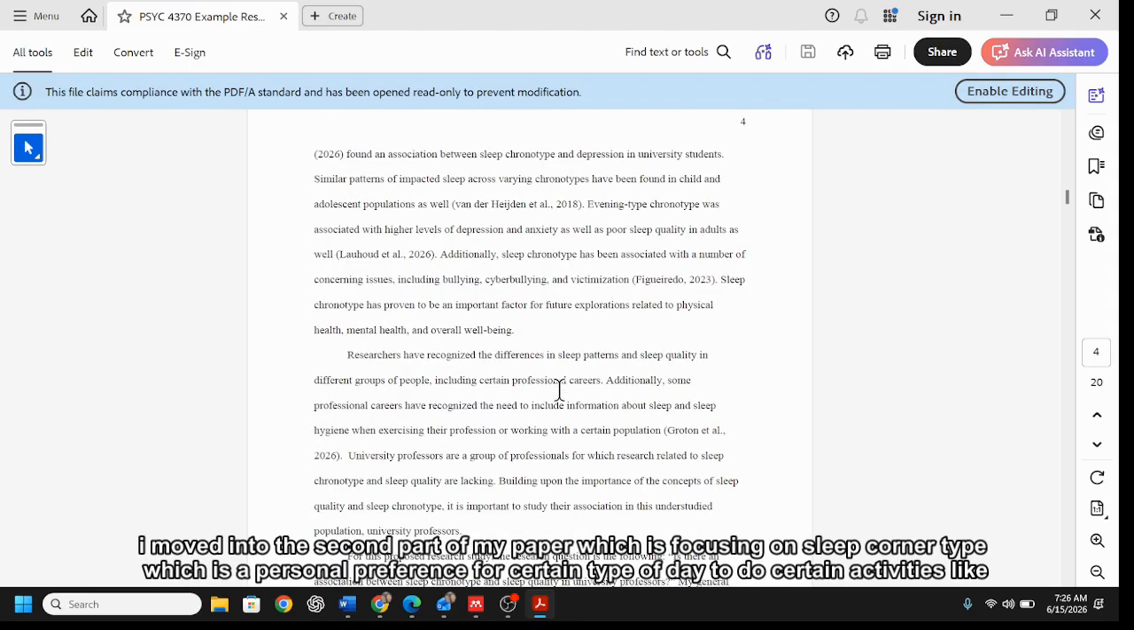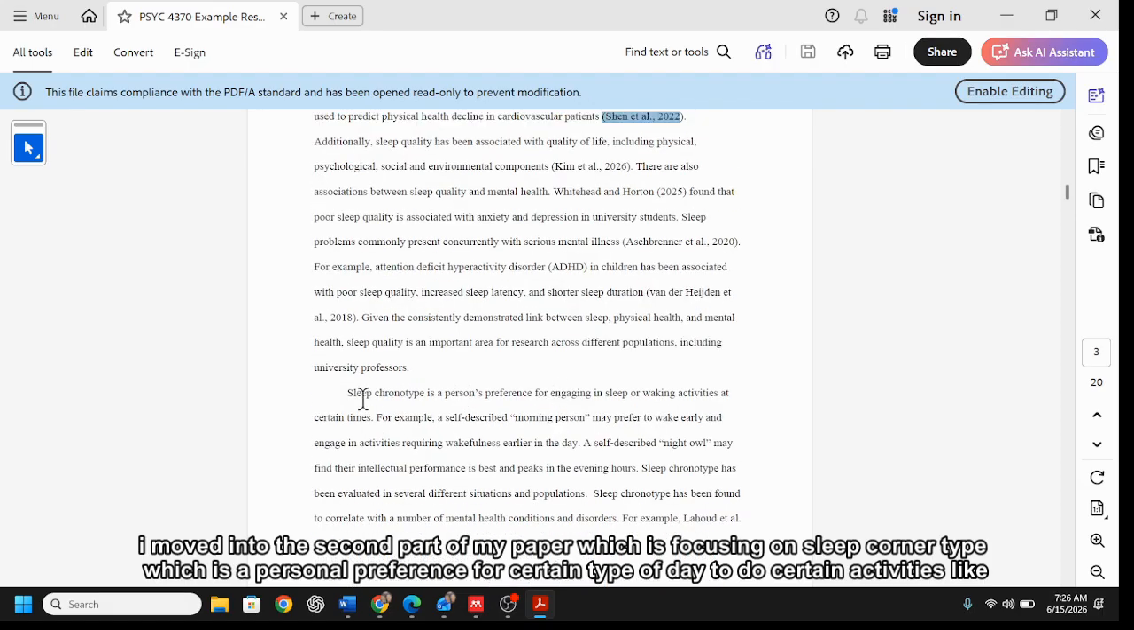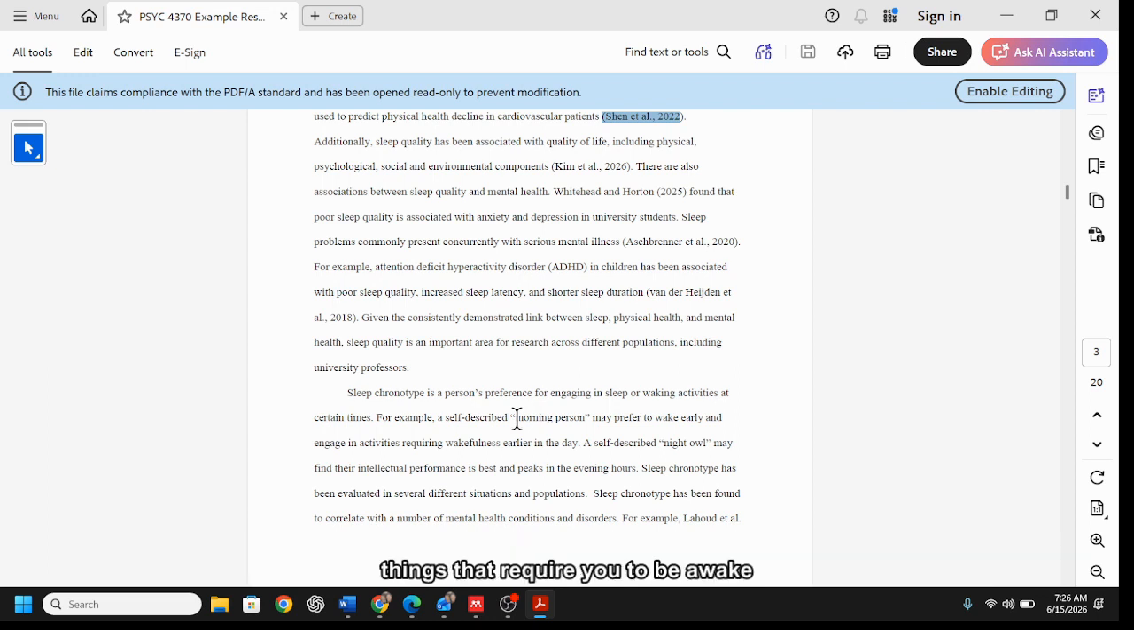I moved into the second part of my paper, which is focusing on sleep chronotype, which is a person's preference for a certain type of day to do certain activities, like things that require you to be awake versus things that require you to be asleep. And I described what a morning person and an evening person or a night owl might be in layman's terms, and how that relates to this scientific term, which is sleep chronotype.